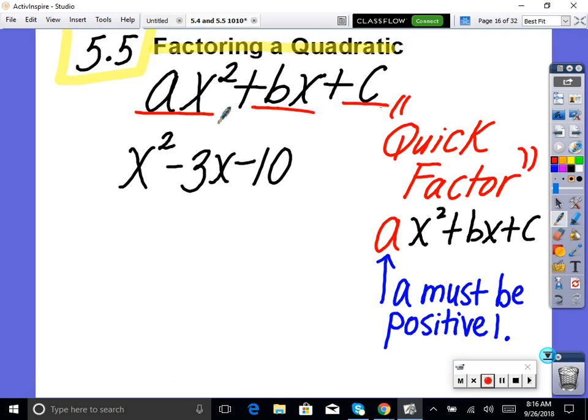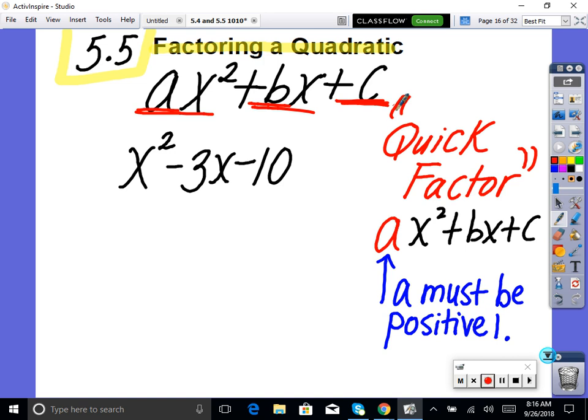C. So A is what's in front of x squared, B is what's in front of x, and C is our constant. Now, we're going to learn what I call quick factoring. So we're going to want to do this if our A value is 1. It's way easy, it's way quick, but you can really only use it if the A value is positive 1. That is a rule you've got to remember. So, this is how we would quick factor.